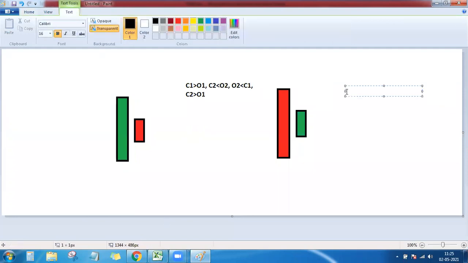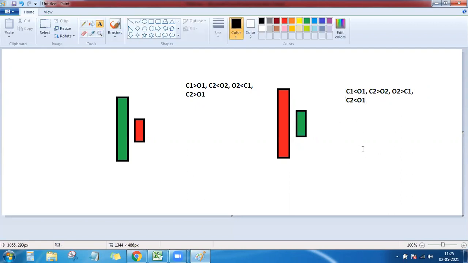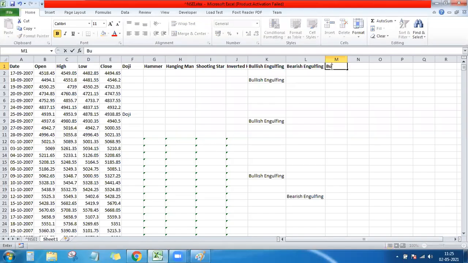And bullish Harami, there will be a gap up opening. First is a red candle. So C1 should be less than O1. C2 should be greater than O2. Then the gap up opening, which is O2 greater than C1 and C2 less than O1. This is your bullish Harami pattern. You need two candles together.